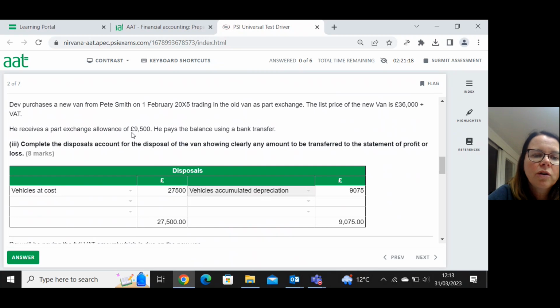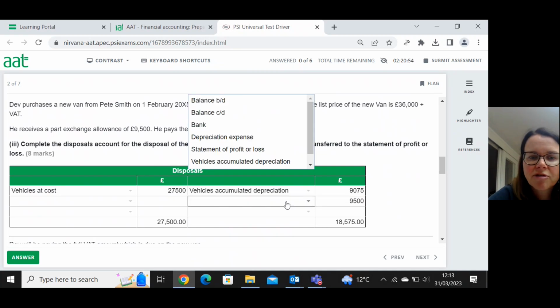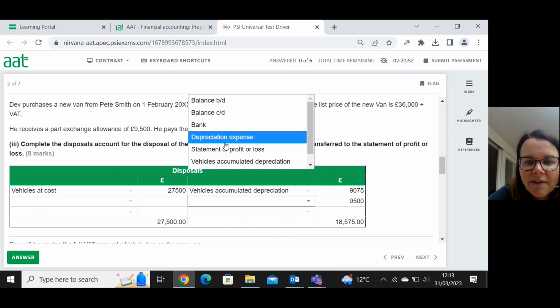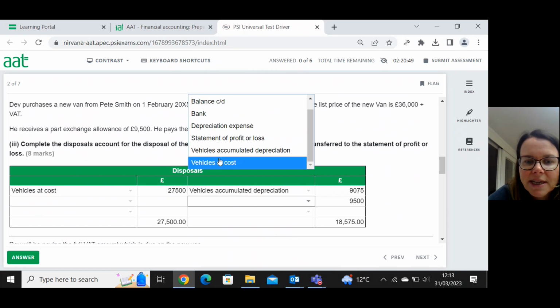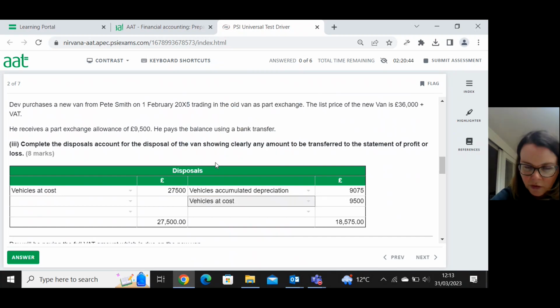Then we know that we got 9,500 for this item. So we didn't get money in the bank, we got a contribution towards our new van. So what's effectively happening is we're going to debit the new van, the asset, with 9,500, and credit the disposal with 9,500. So that's the proceeds, but we've got to be careful here because this time it's a part exchange, so the other side will be that it's going towards the cost of the new van.